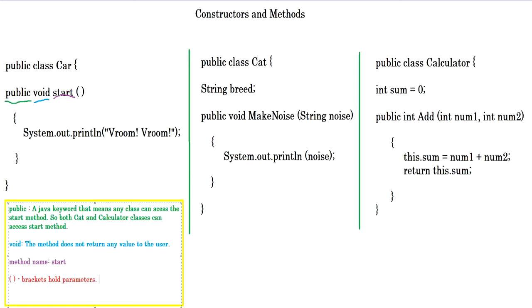For now, all you need to know is that the public keyword in Java means any class can access the start method. Void means that there's not going to be any return type to the user. The method's name is start, and brackets hold parameters. That's about it. Alright then, so let's move on to the next class.